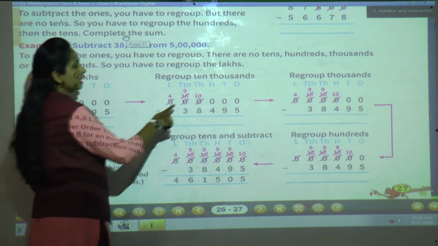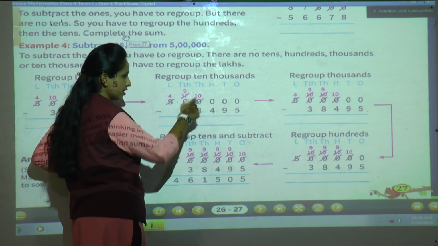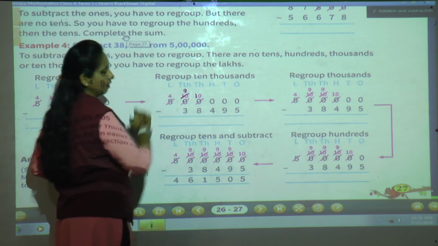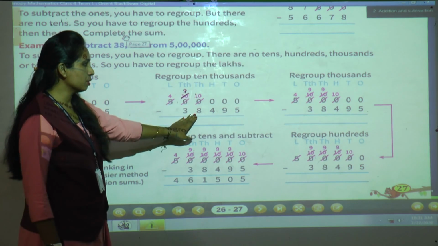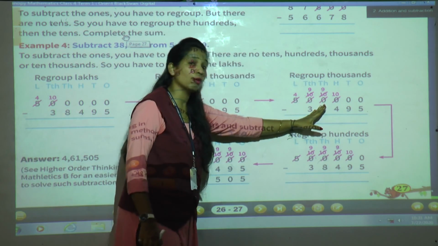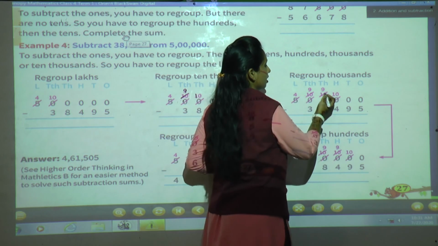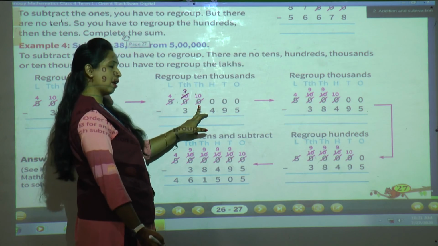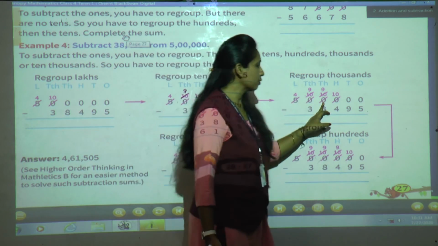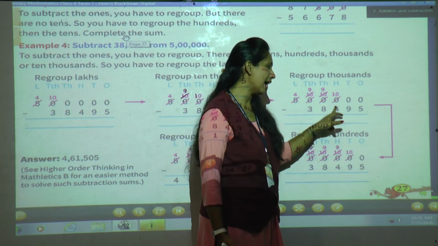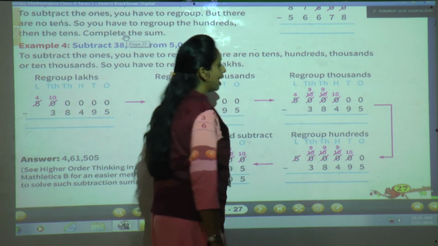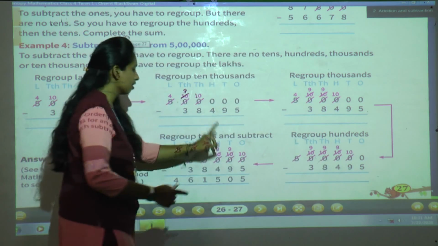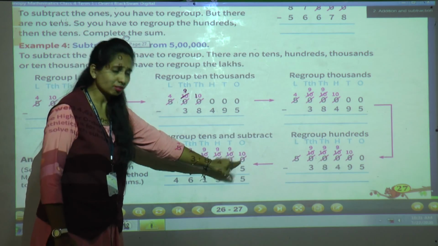So what will he do? He will give 1 to 1,000. See here, 10,000 is having 10. He will give 1 here, so 9 will remain. Now 1,000 has 10. Now what will 1,000 do? He will give 1 to 100. In this way, now what will 100 do? He will give to tens. And the last, tens will give to ones.